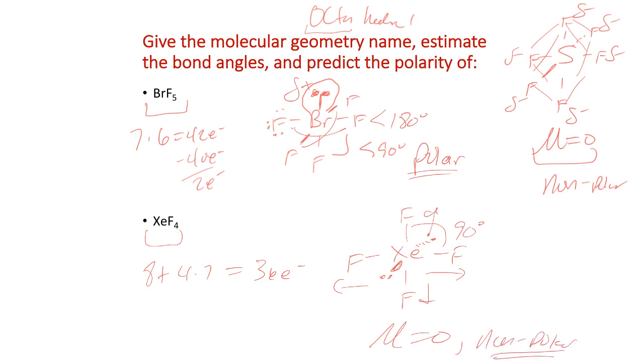Okay, so we can predict molecular polarity from knowing the structure. Now we'll see in chapter 11 in more detail, but polar molecules will be more attracted to themselves and generally have higher boiling points and melting points than compounds without those interactions.